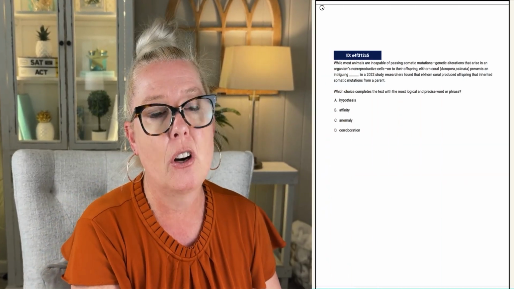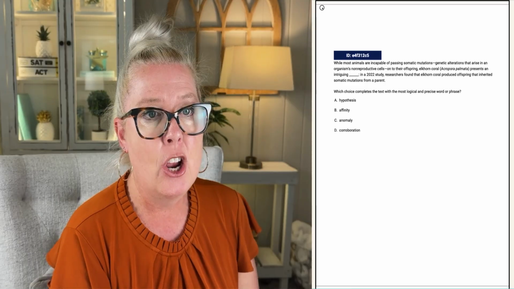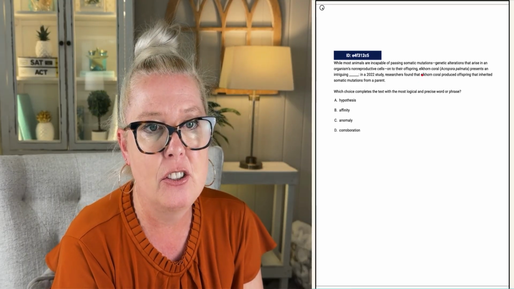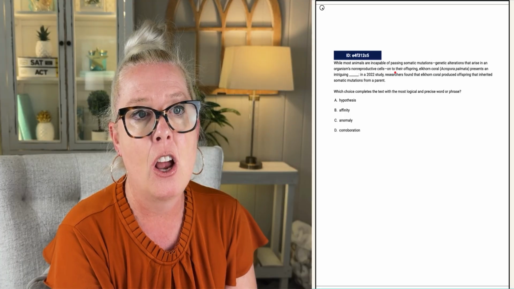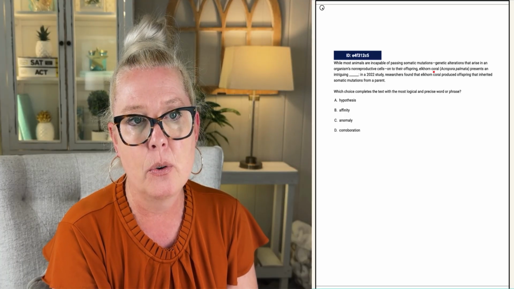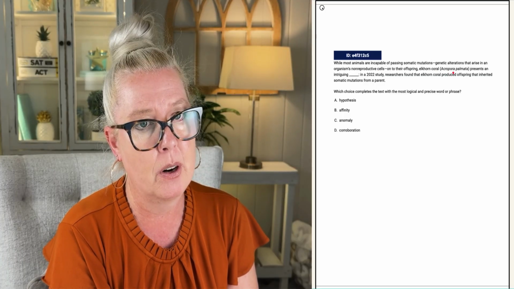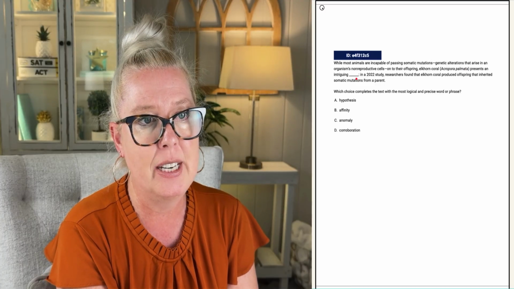So let's look at an example because this is one I helped a student with, like I said, just this morning. This is the problem we were looking at. Let's check it out. While most animals are incapable of passing somatic mutations, genetic alterations that arise in an organism's non-reproductive cells, onto their offspring, elkhorn coral, Acropora palmata, presents an intriguing blank.